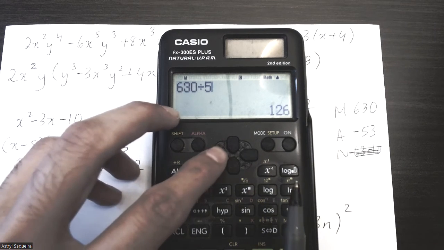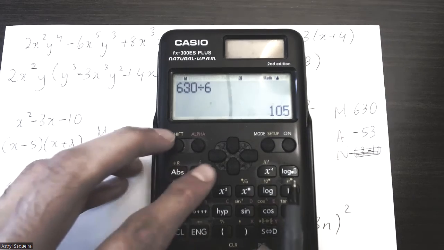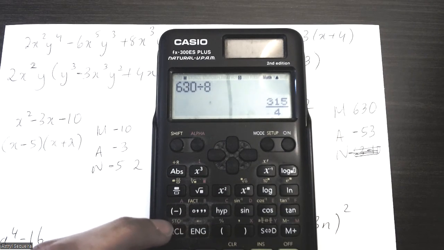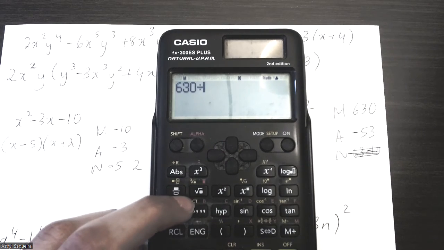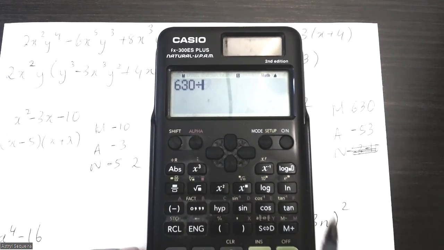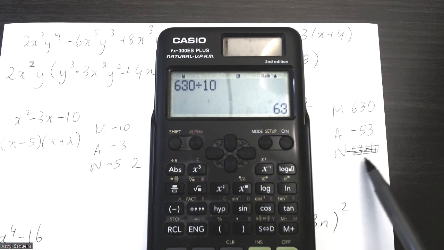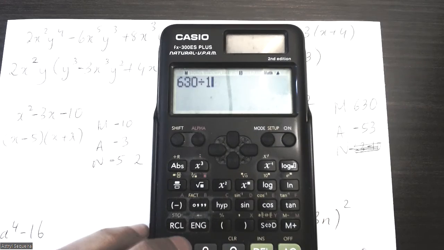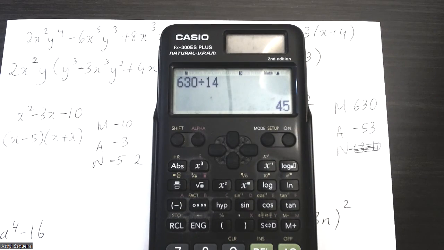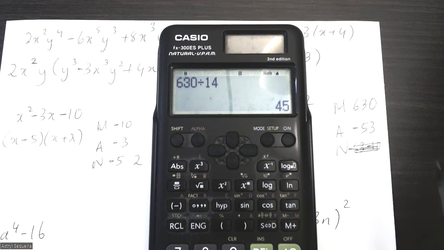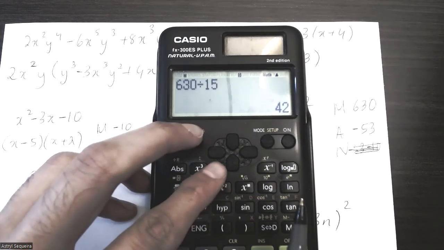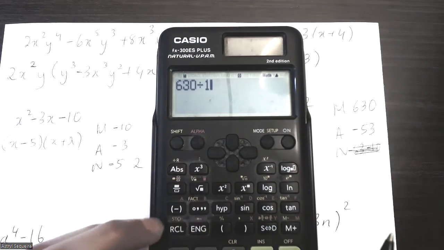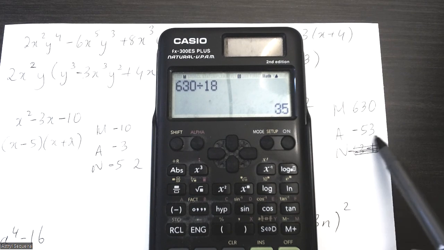5 and 126 don't add or subtract to give me 53. 6 and 105 doesn't. 7 and 90 does not either. 8 is a fraction, so I can skip it. 9 and 70 does not work either. 10 and 63, we already tested that, it didn't work. 11 is a fraction, so I can skip it. 12 is a fraction, so I can skip it. 13 fraction, skip it. 14 and 45 do not add or subtract to give me 53. 15 and 42 do not. 16 is a fraction, I can skip. 17, I can skip. 18 and 35 add to give me 53.